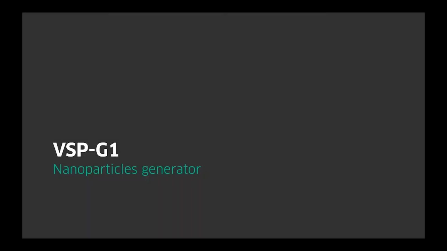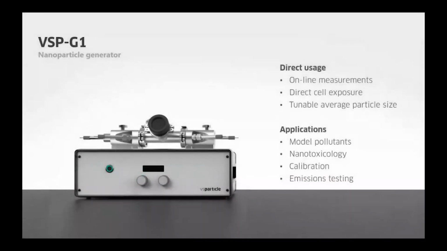It always starts with the VSP G1, our nanoparticle generator. That's the first step also that you see in our technology animation. It's the part where we convert the bulk materials into the very small nanoparticles or nanoaerosols, since they are in the gas phase. So the VSP G1 can be used for some customers as standalone in different applications.